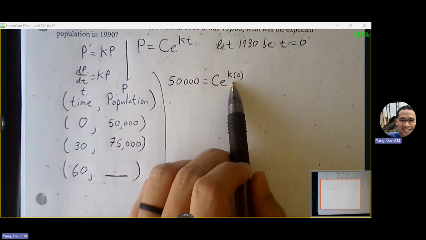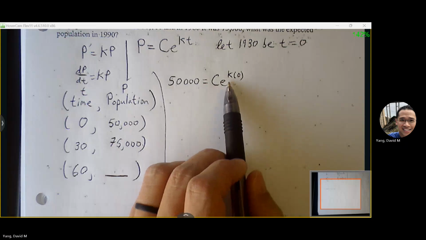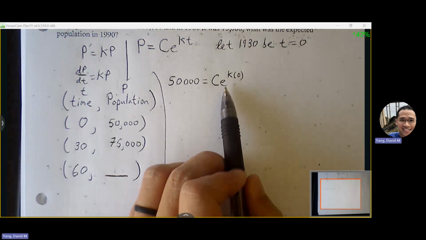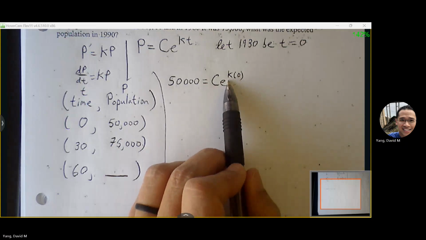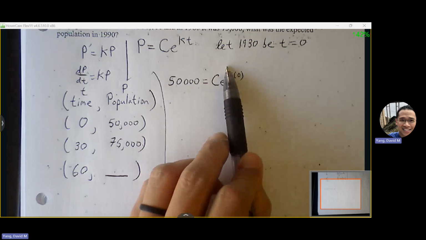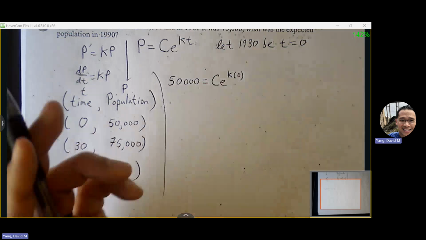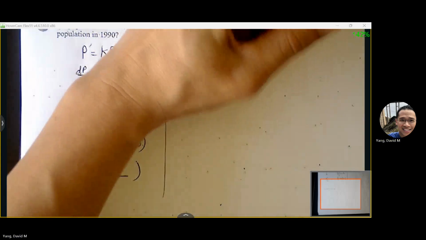All right, well, k times 0 is 0, right? Okay, and then what's anything raised to the 0 power? 1. So that's going to wipe that out to just 1 times c. So c equals 50,000.